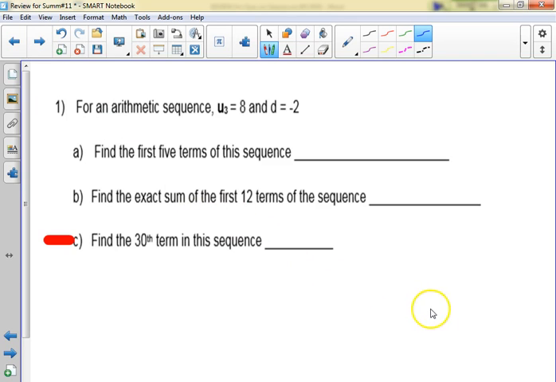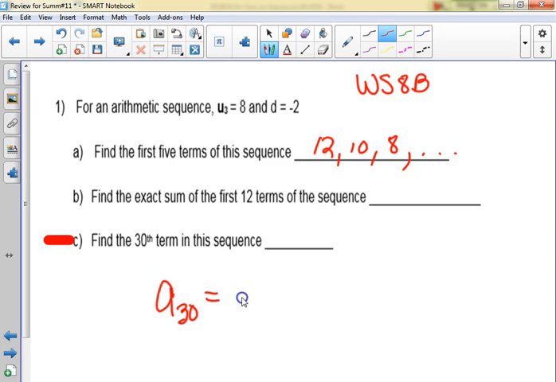All right. This is question 1 off worksheet 8B. Is that right, guys? It says find the 30th term, which is what I should have had you do earlier. How do you find the 30th term of this? Do you have it written down, guys? How did this go? Did it start with 12? 12, 10, 8, okay. How do we find the 30th term? -2, 29 times.